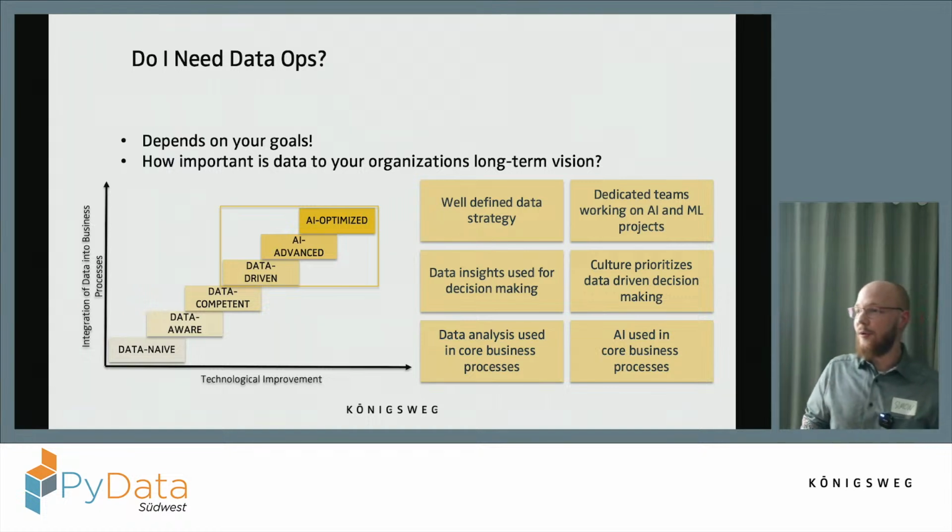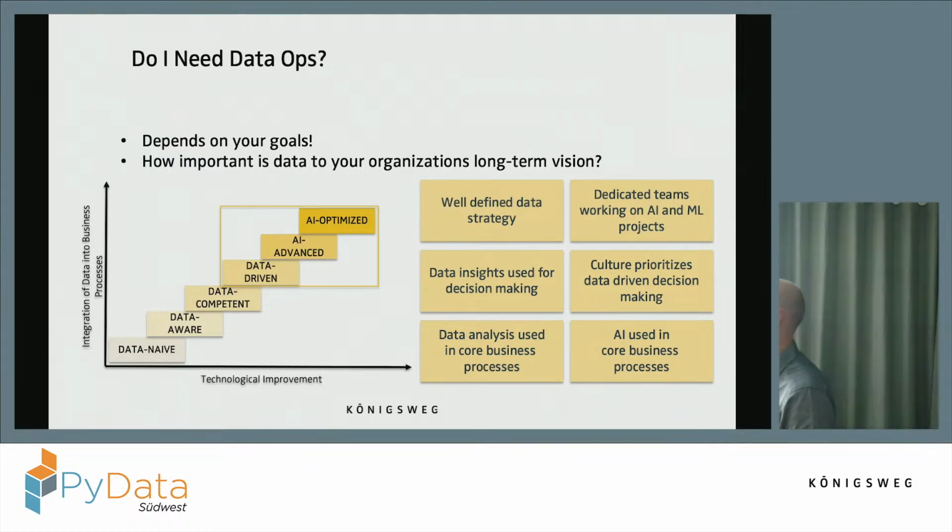So you might be wondering now, do I need DataOps? And here I brought you something that we're using internally. On the bottom left side, you can see how we as Königsweg are categorizing different companies. And it ranges from data naive to being highly AI optimized, depending on the level of technological improvement in your organization and the level of how important data is to your core business processes.